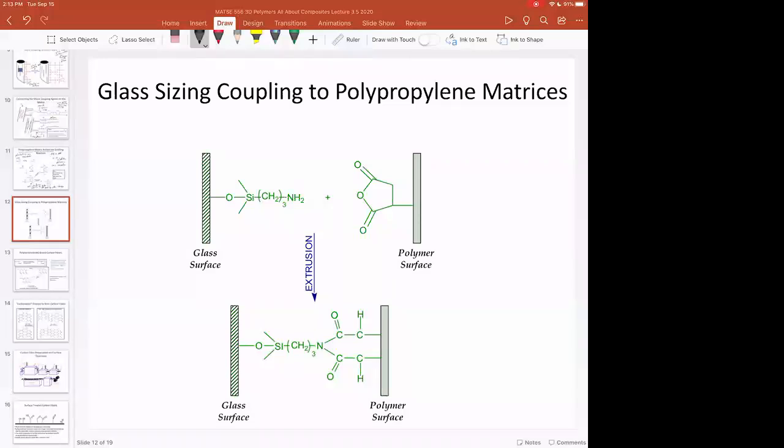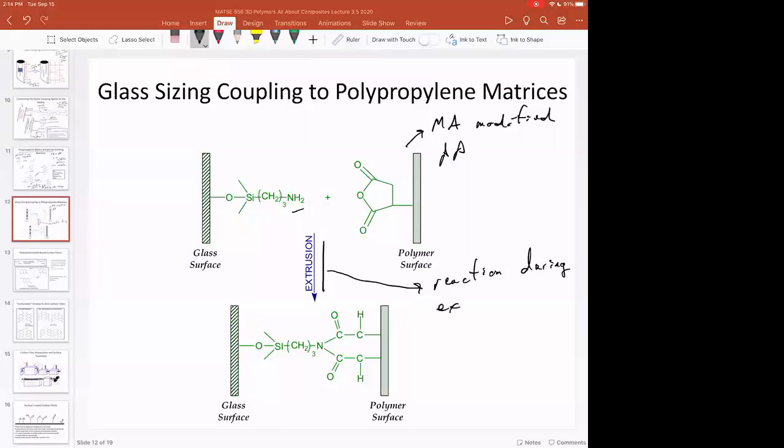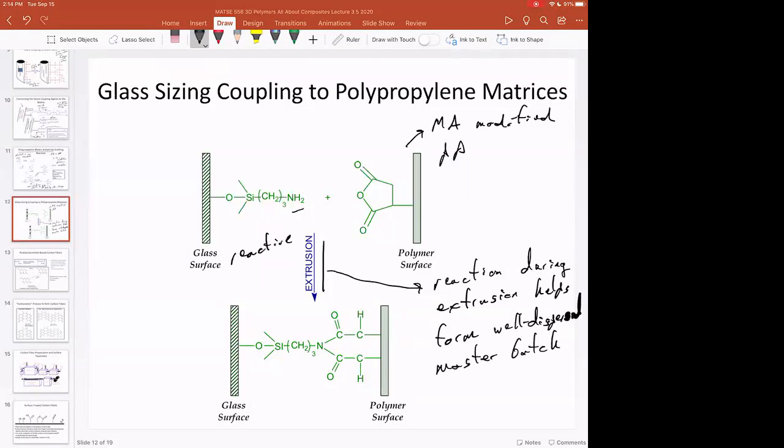And so once you have this maleic anhydride modified polypropylene, so this is maleic anhydride modified PP, it turns out that amines that we looked at before really like maleic anhydride. And then this compatibilization happens during extrusion. So reaction during extrusion helps form well-dispersed master batch. And so oftentimes you hear reactive extrusion. This is one form of what that is.